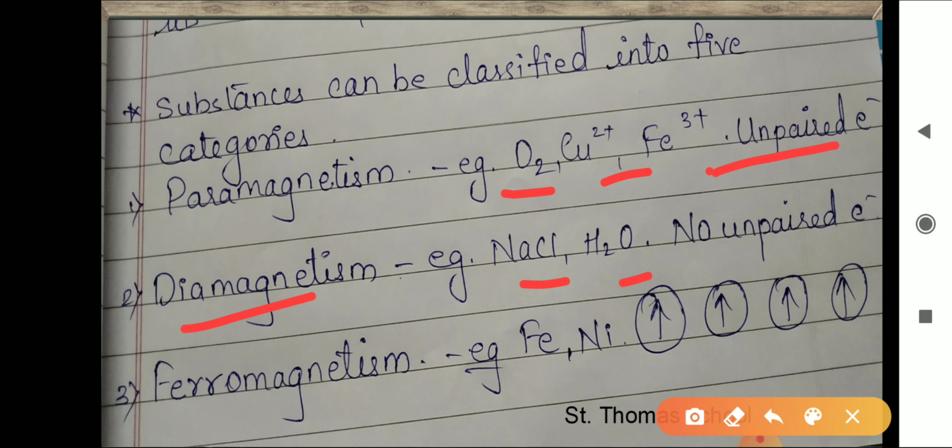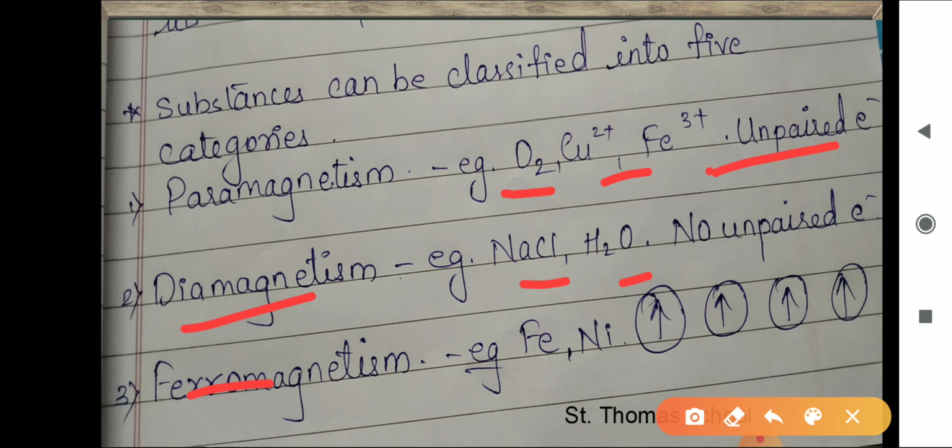Diamagnetism is shown by those substances in which all the electrons are paired and there are no unpaired electrons. So pairing of electrons cancels their magnetic moments and they lose their magnetic character. Understood? So this is what it is about diamagnetism.